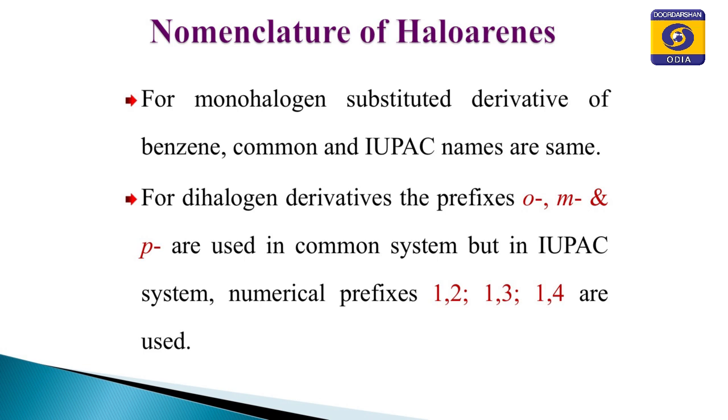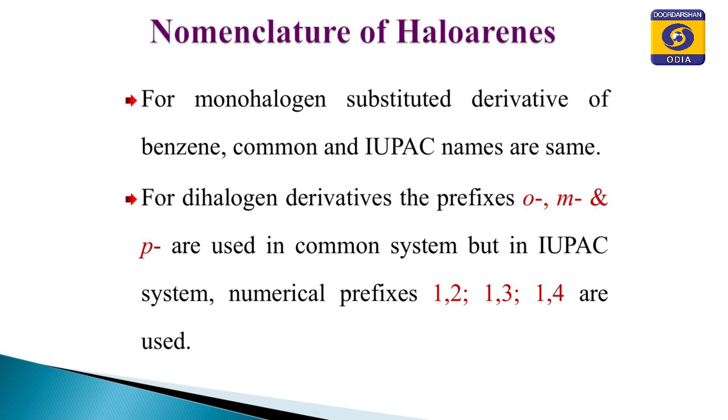Now, in case of monohaloarenes, the common method as well as the IUPAC method are all the same. That is, for a nuclear substituted haloarene like fluorobenzene, the common name is fluorobenzene, and the IUPAC name is also fluorobenzene. Similarly, for bromobenzene, the common name is bromobenzene and the IUPAC name is also bromobenzene.